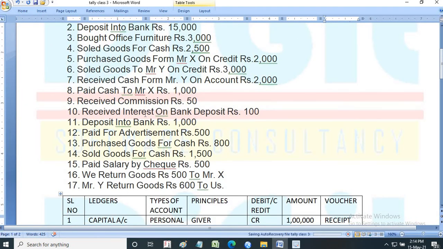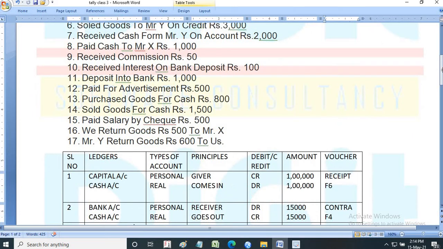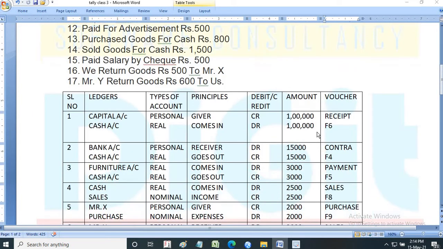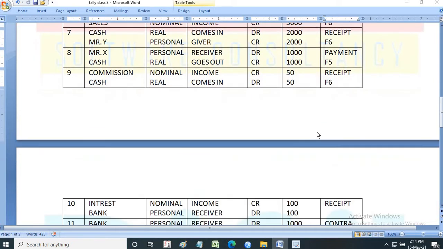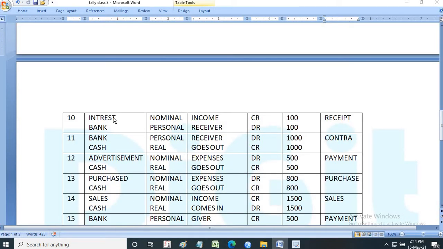Okay, then number 9, after number 9 it will be 10. You see, receive interest on bank deposit is 100. So here you see number 10, interest account, okay, and bank account. So interest will be a nominal account, and this is our income, so that will be credited, and bank is personal, they are the receiver.